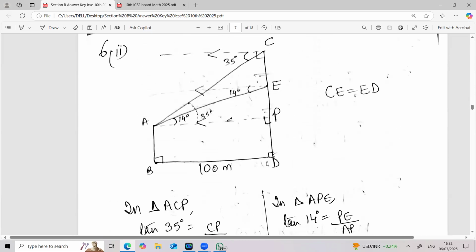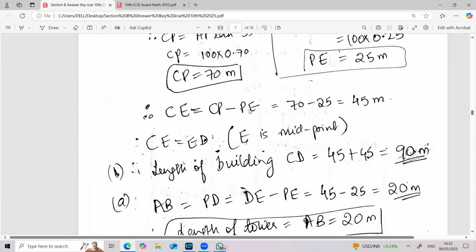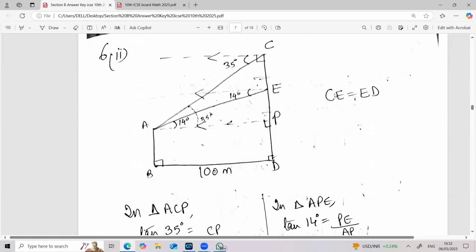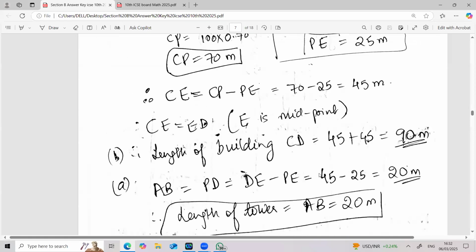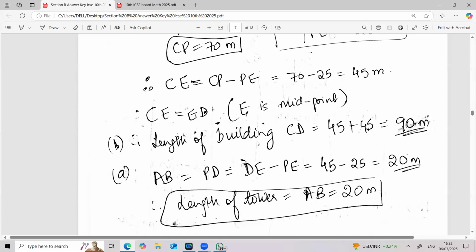CE is CP minus PE. Once you get CE as 45 meter, you know that E is the midpoint, right? So 45 plus 45, the height of the building, 30-story building, is 90 meter.